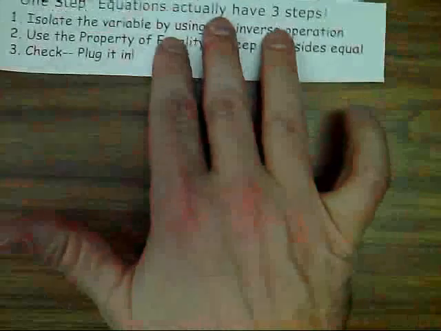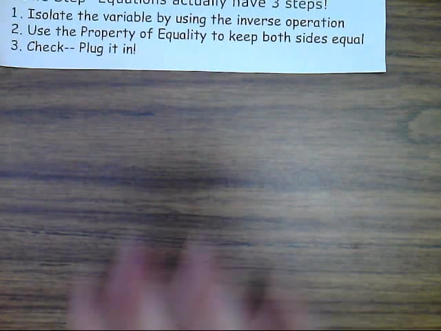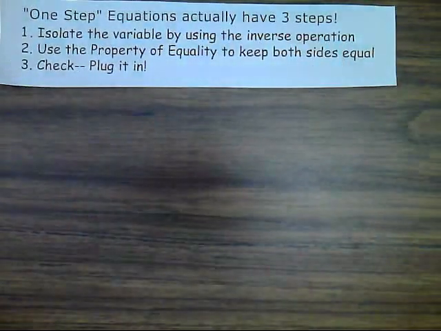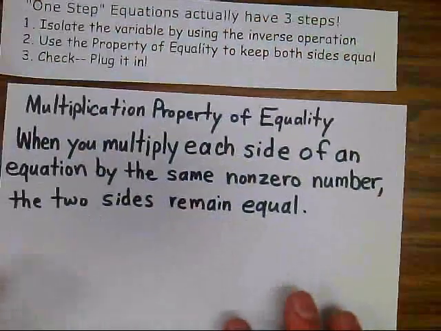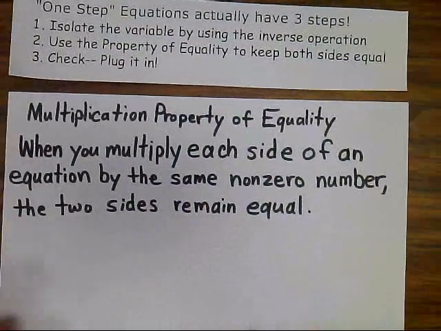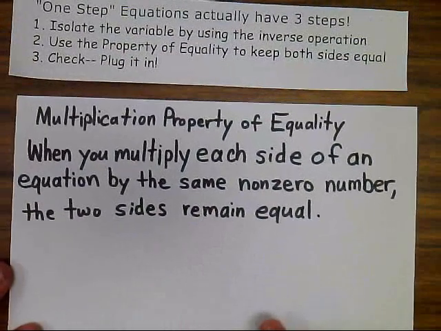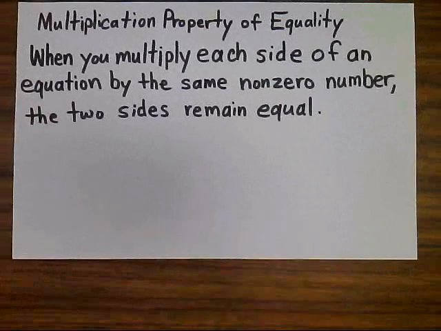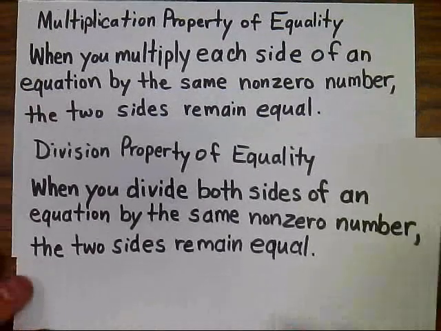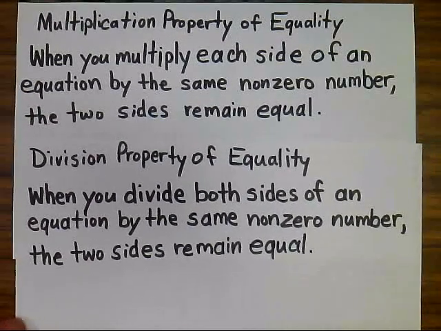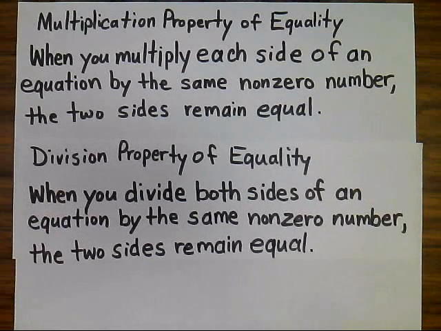Now, it's important for us to realize that in order to follow those steps, we need to know what the multiplication property of equality is, and that would be when you multiply each side of an equation by the same non-zero number, the two sides remain equal. And if we wanted to use the division property of equality, it's very similar. When you divide both sides of an equation by the same non-zero number, the two sides remain equal.